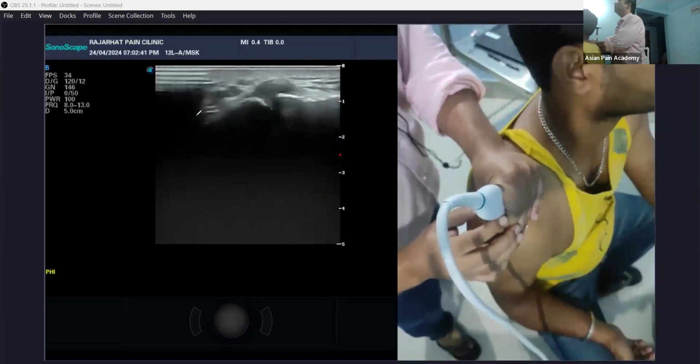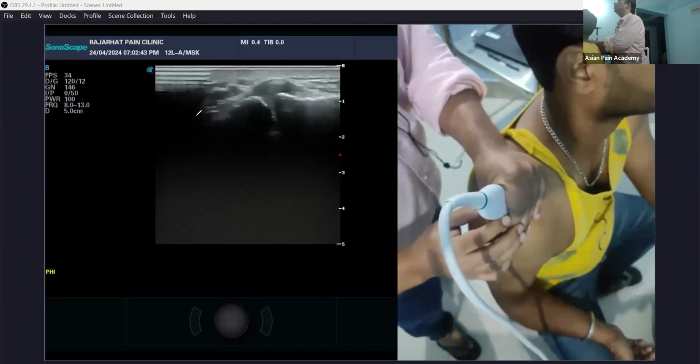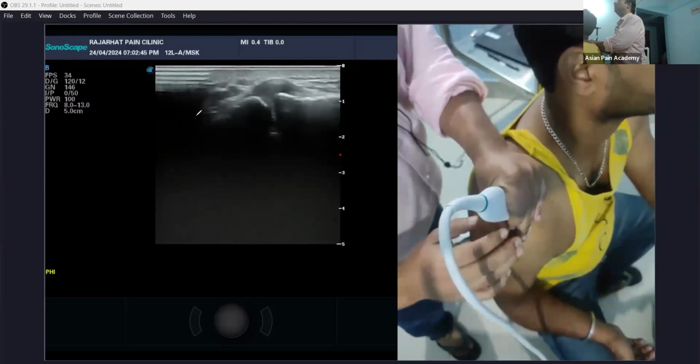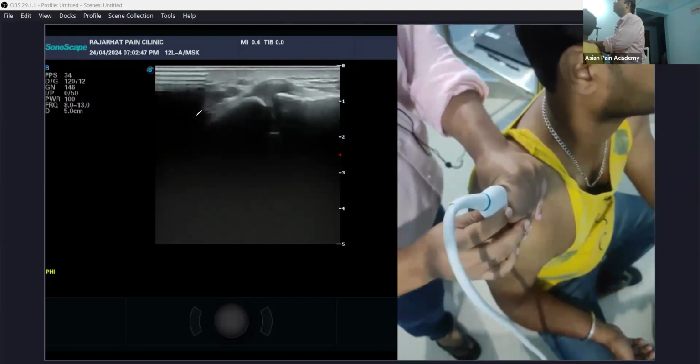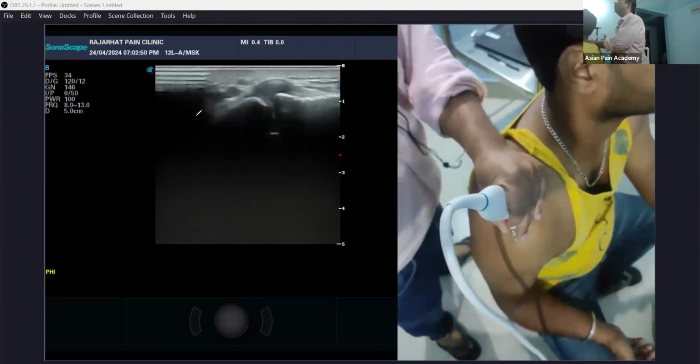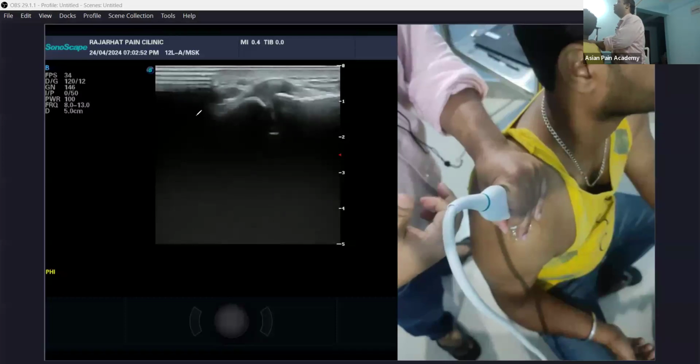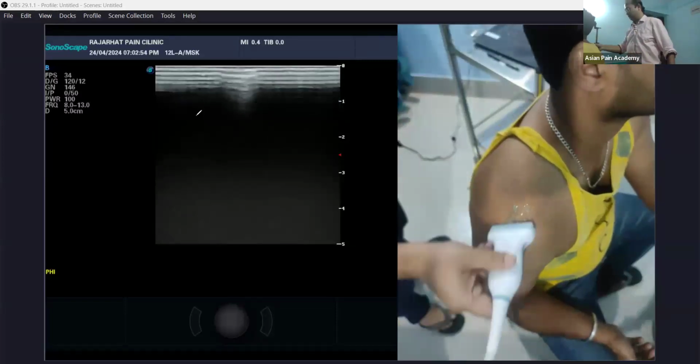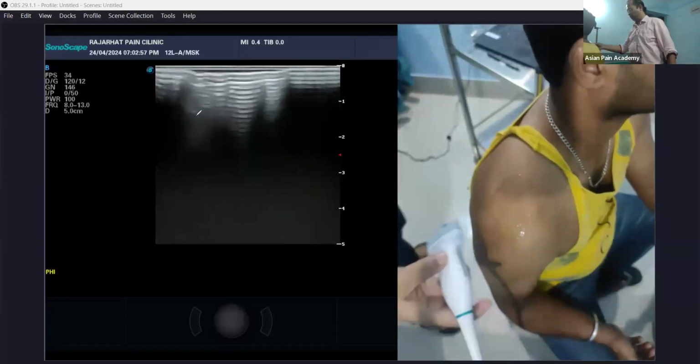Otherwise there can be a rupture of the acromioclavicular ligament, and there can be an instability of the joint. Okay, and there is no effusion, no osteophyte, so this is normal.